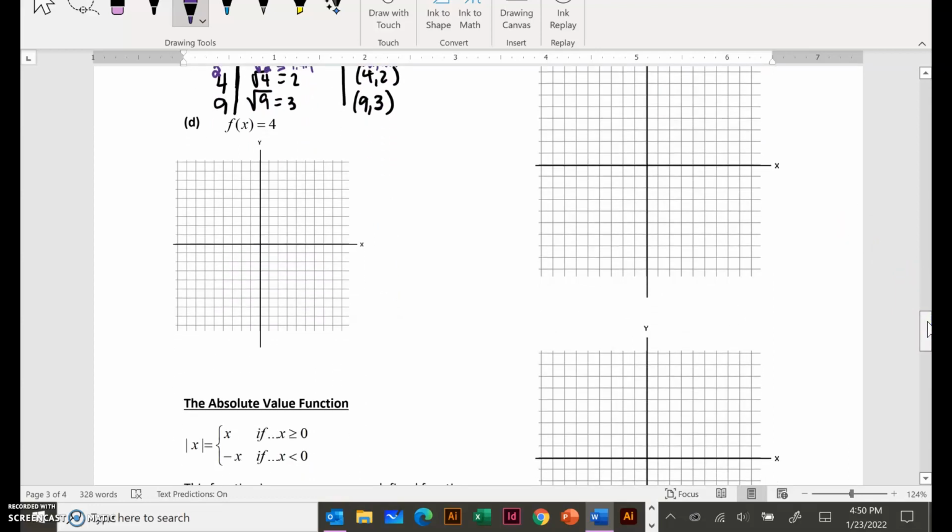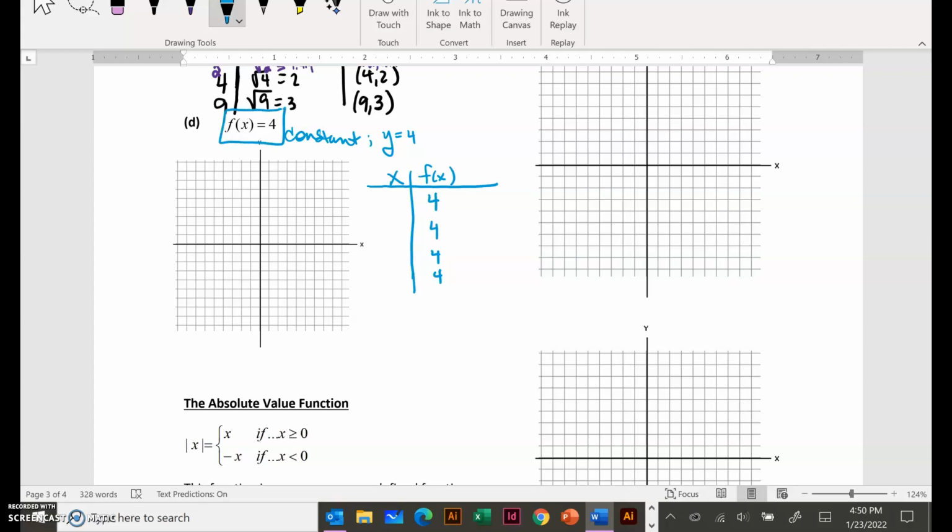It is a constant function. Constant, right? We have a number. So f of x equals 4. Therefore, y equals 4. So if we do a t-table, we know that all of our f of x's are 4s. No matter what, f of x is 4. We can't change the value of y because it is constant. It's never changing. It has to be 4 no matter what.